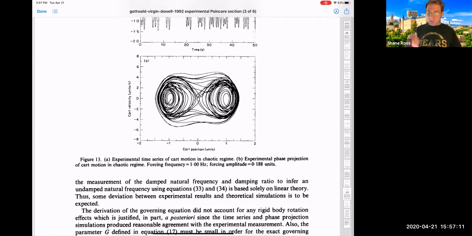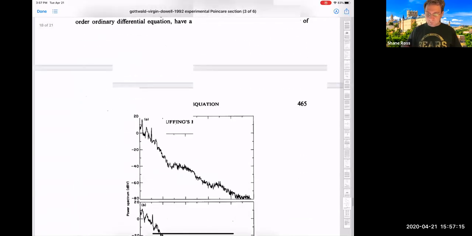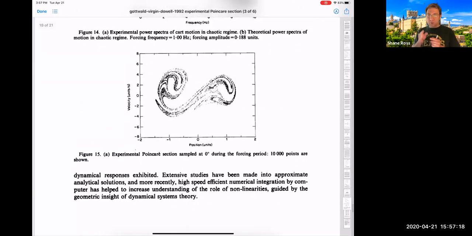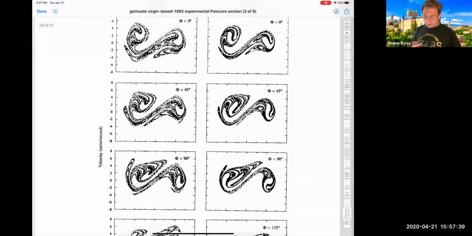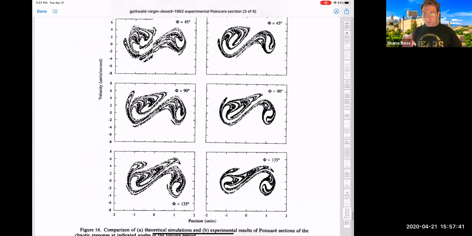This is just a trace of what it does in terms of cart position and cart velocity, or ball position and ball velocity. If you do the careful mapping every period of your forcing, and collect, in this case, 10,000 points, so look at 10,000 periods, you could see this interesting pattern. This is what they believe to be a strange attractor for the system. And this is looking at different phases of the strange attractor experimentally.